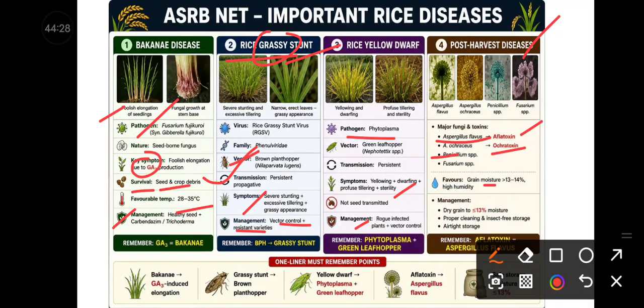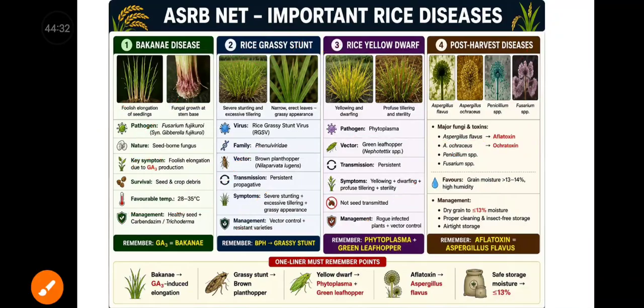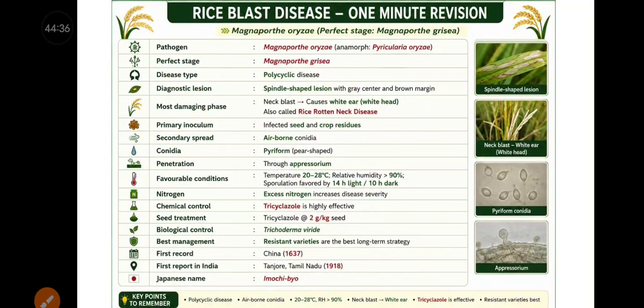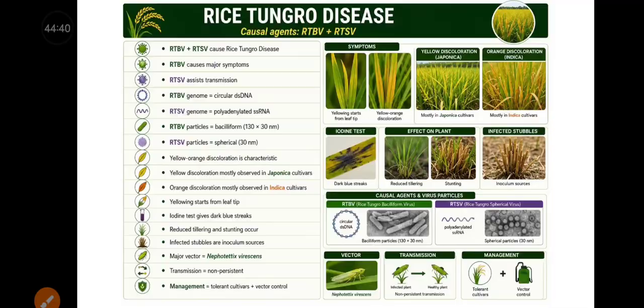Okay, so this is all about the important rice diseases. Few points I have mentioned, these are very important. Don't skip any point. All these points are very important.